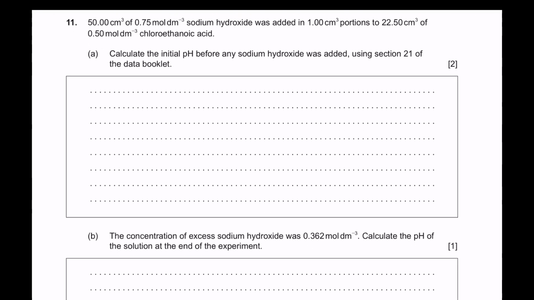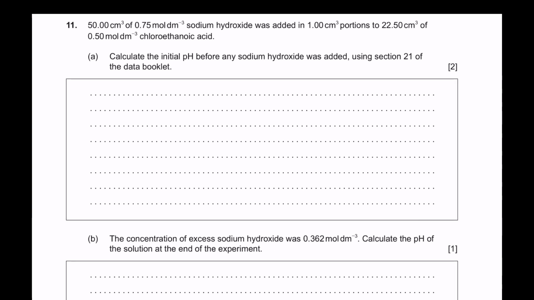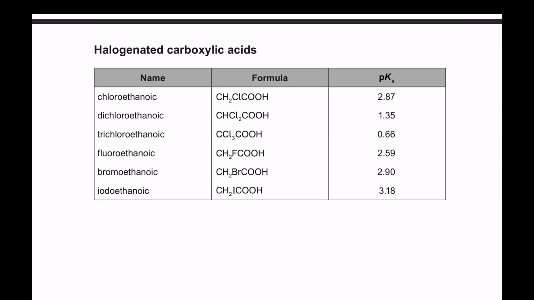Now let's come to the last question, that is question 11. So we have 50 centimeter cube of 0.75 mole per dm cube sodium hydroxide that is added in 1 centimeter cube portions to 22.5 centimeter cube of 0.5 mole per dm cube chloroethanoic acid. Firstly, we have to find the initial pH before any sodium hydroxide was added using section 21 of the data booklet. So we have to find the initial pH of this chloroethanoic acid. So this is section 21.